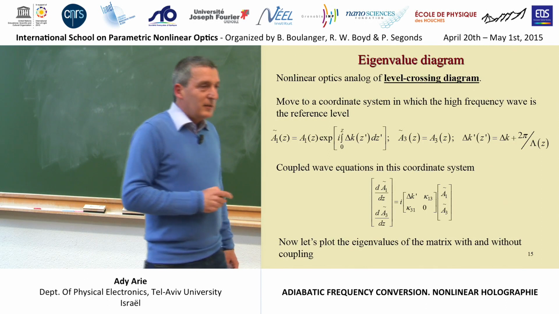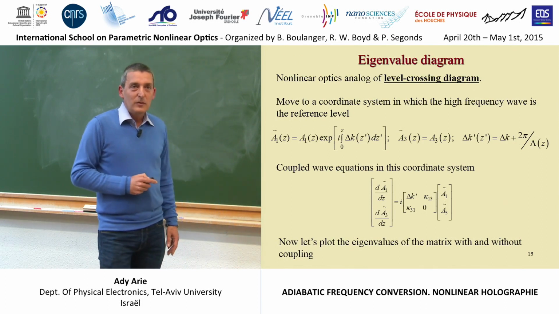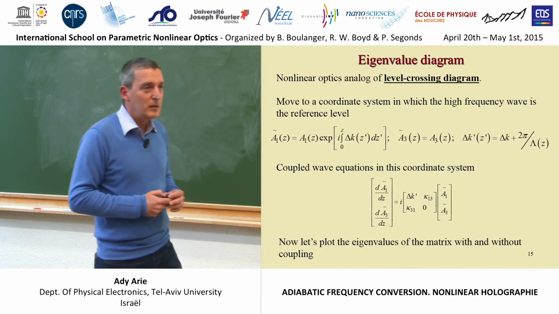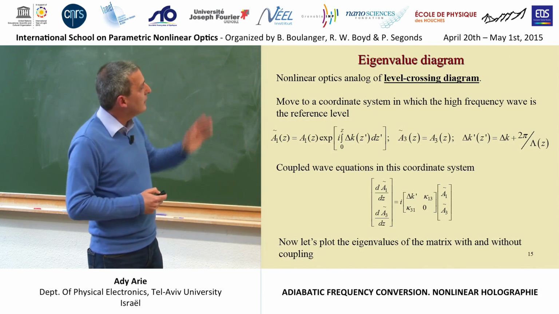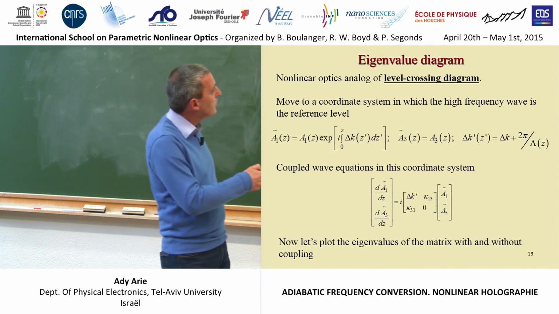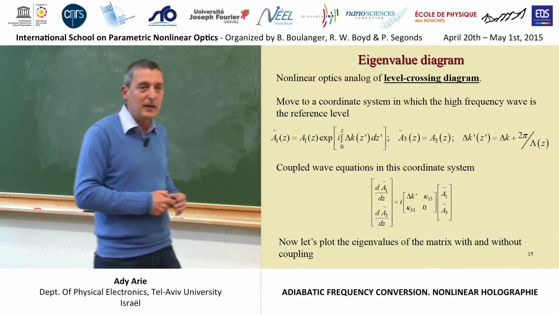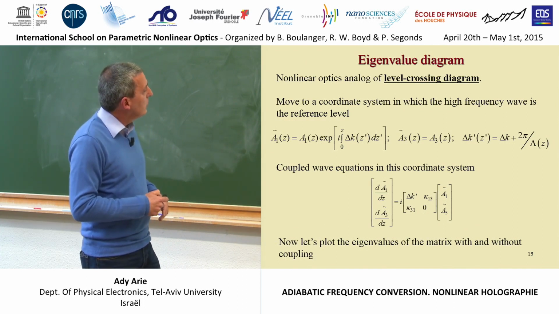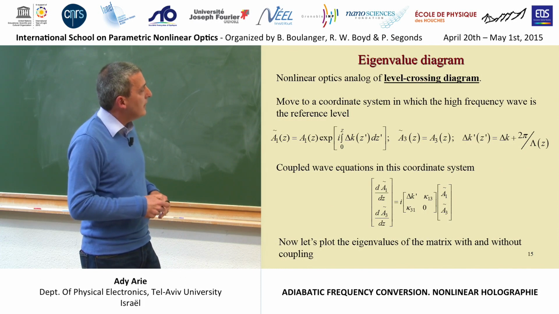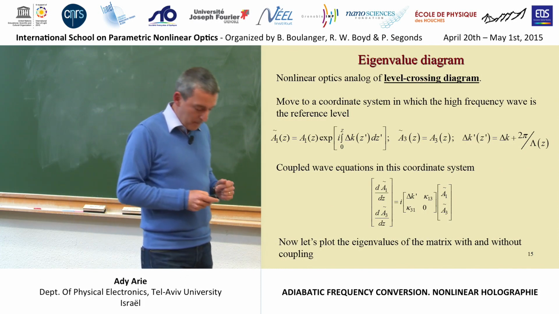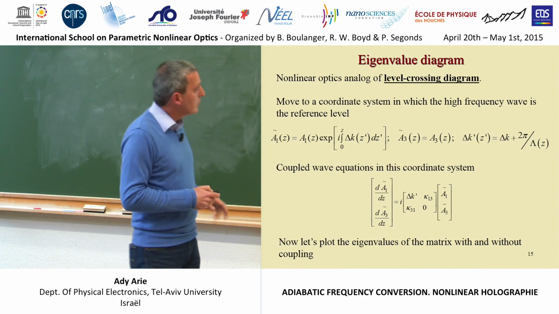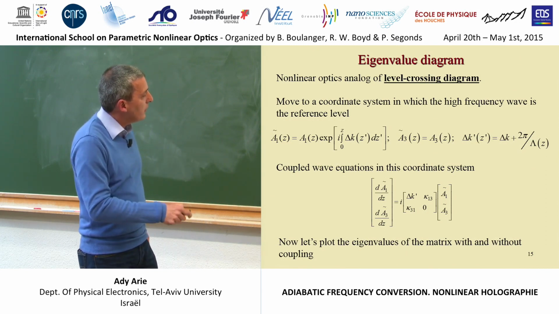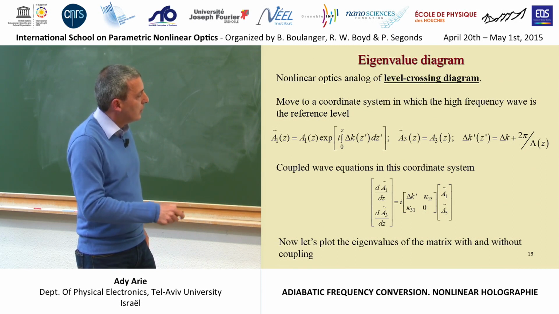Okay, there's another nice tool that we can use, where we can borrow ideas from atomic physics. In atomic physics, it's called a level crossing diagram. I'll call it an eigenvalue diagram. And the idea is the following. Again, these are the two wavelengths. A1 and A3 are the two amplitudes of our process. We can make a small change in coordinates, and then the coupled wave equation will get this form.